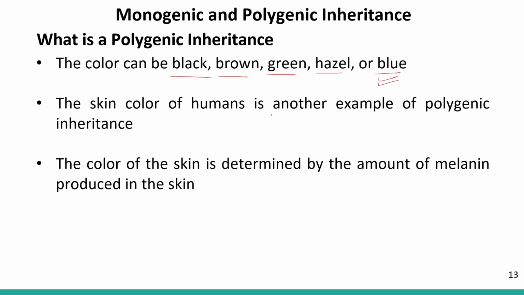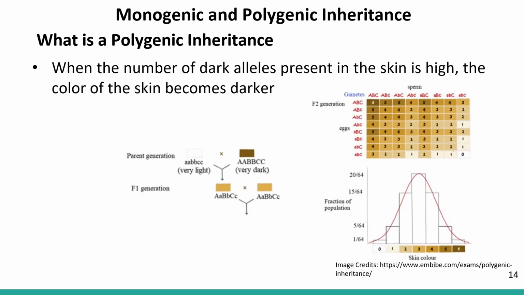The skin color of humans is another example of polygenic inheritance, right? I have just told you that the color of the skin is determined by the amount of melanin produced in the skin. So for the eye color and for the skin color, the melanin pigment is responsible. Okay, so let us see how the skin color is determined.